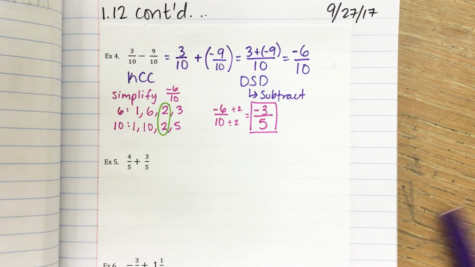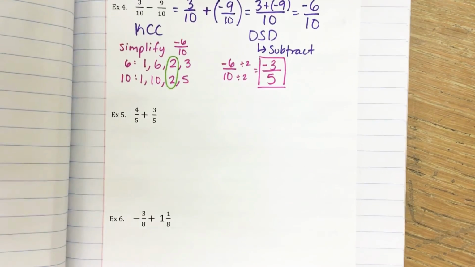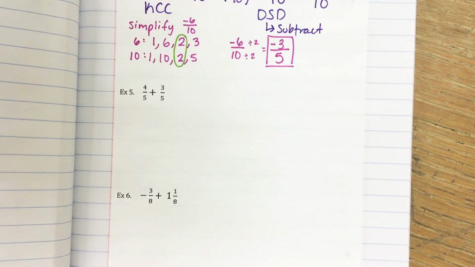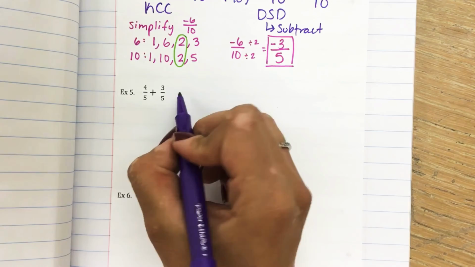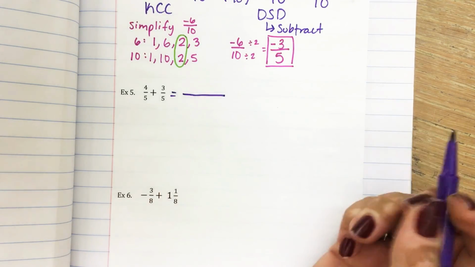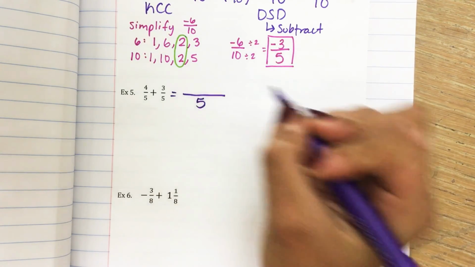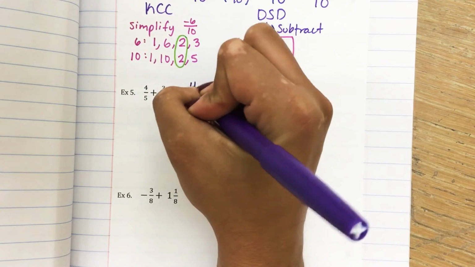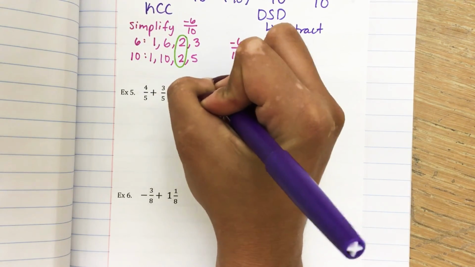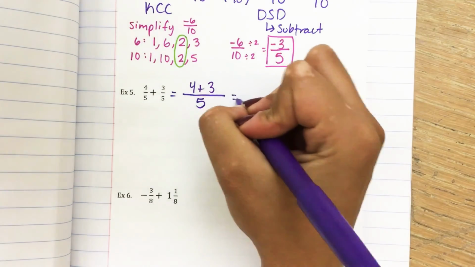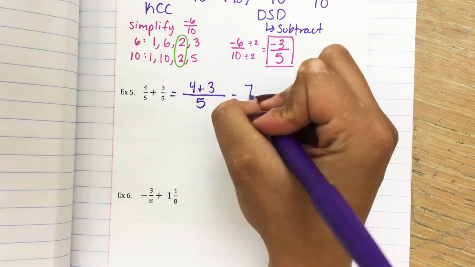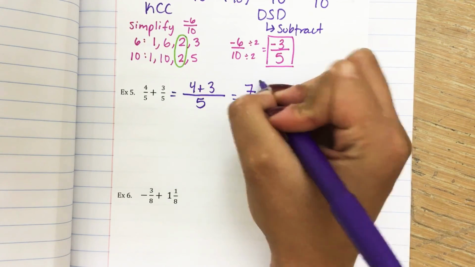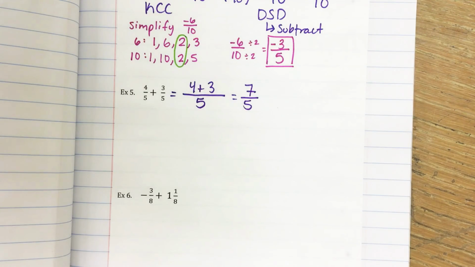Okay. Looking at example number 5. The denominators are alike, they're the same, so it's going to stay as a 5. And then I just add 4 plus 3. 4 plus 3 is 7, and so our answer is 7 over 5, so 7 fifths.